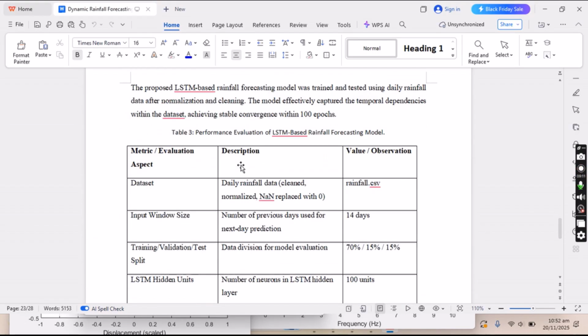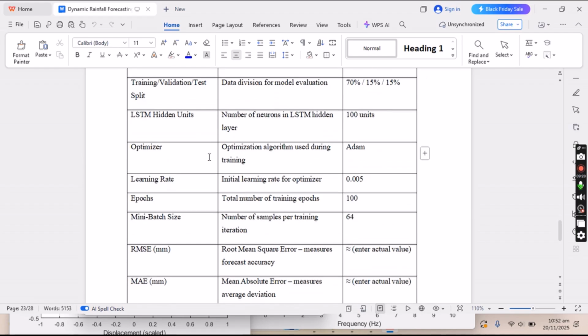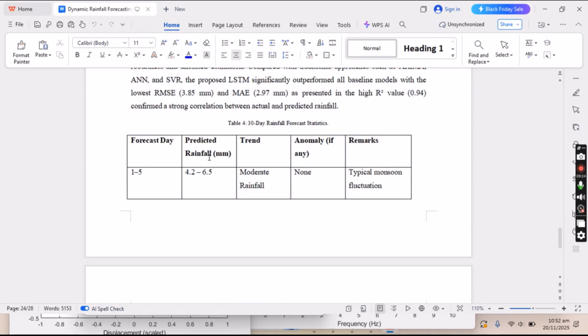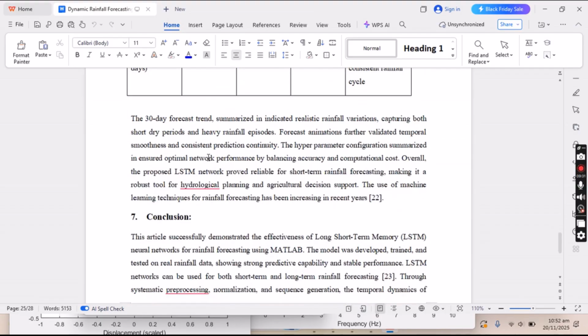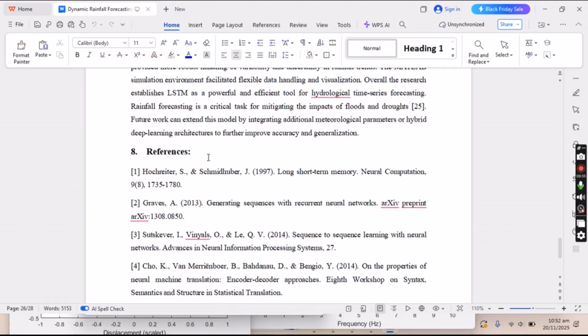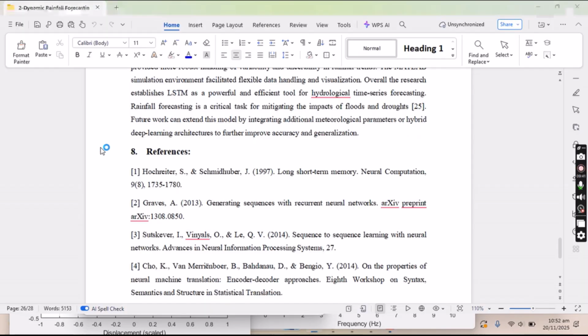And in results and discussion, basically the metrics and description are evaluated in it, like the prediction of the rainfall dataset. And yes, these are the rainfall statistics for the 4 to 30-day rainfall forecast. And the next one is the conclusion, and references are also added in it. Okay, so let me just show you the output results of rainfall.